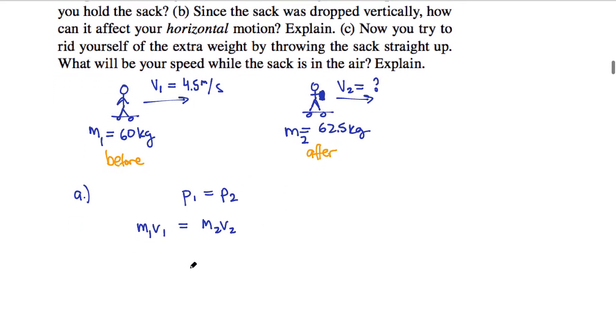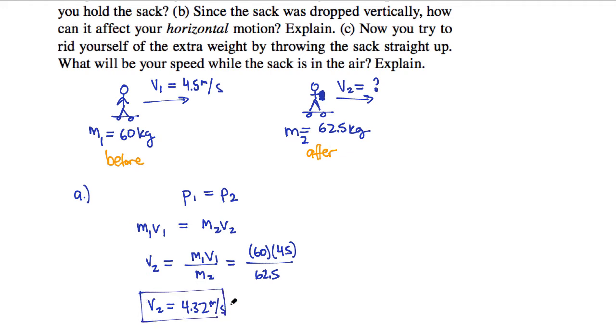So in order for me to have a new mass, I need to figure out what new velocity I'm going to have. So that would be m1 times v1 over mass 2. So substituting here, I would have an initial mass of 60 kilograms, an initial velocity of 4.5 meters per second, over a final mass of 62.5 kilograms. So now my new speed will be only 4.32 meters per second.